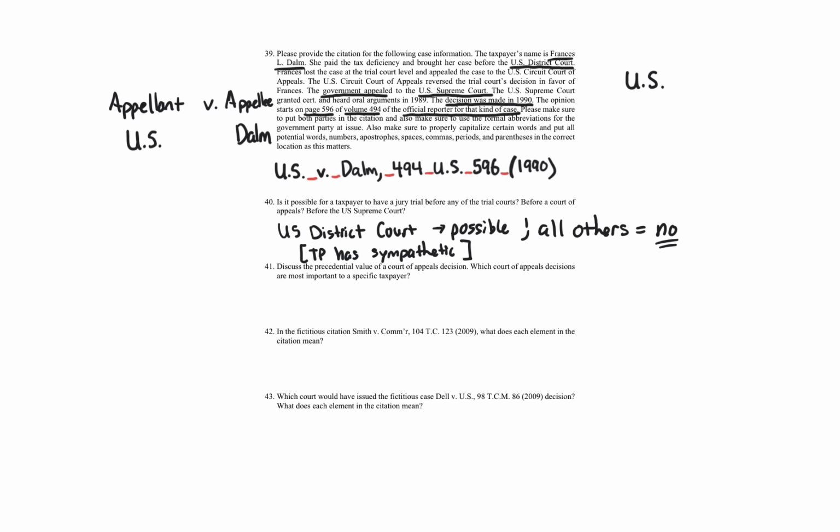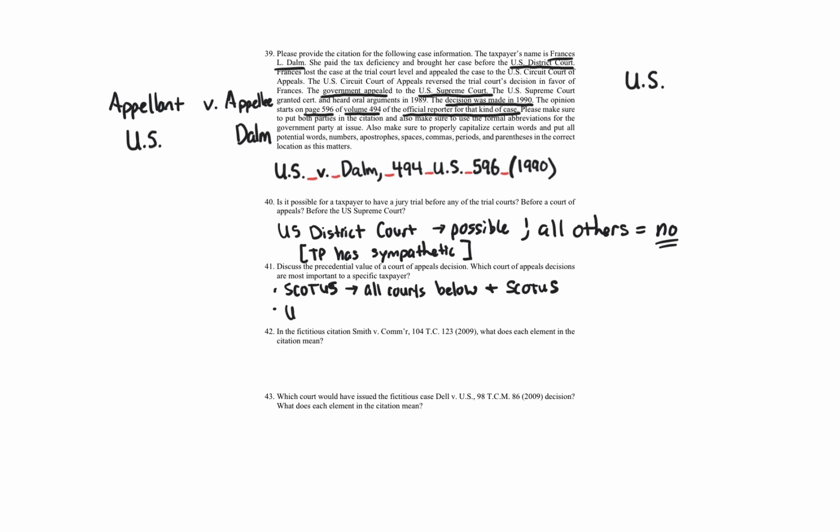Question 41. Discuss the precedential value of a Court of Appeals decision. Which Court of Appeals decisions are the most important to a specific taxpayer? So we've kind of already gone through this. We're talking about the U.S. Third Court of Appeals. Of course, the Supreme Court of the United States is technically an appellate court. All courts below are subject to Supreme Court cases, as long as they haven't been overruled or distinguished, or the courts don't distinguish it in some way.